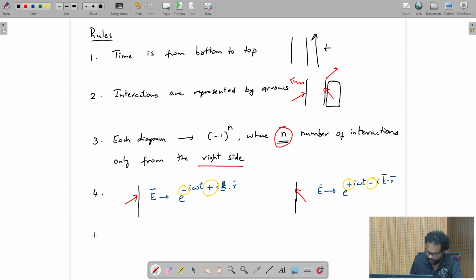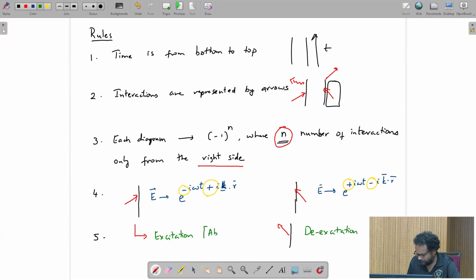Fifth rule, which we already spoke about. If I have something like this, it corresponds to excitation. If I have, on the other hand, something like this, that will correspond to de-excitation. Let's say this is absorption, stimulated.